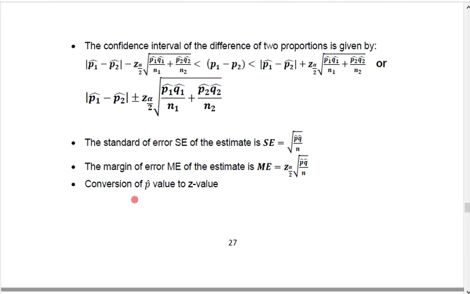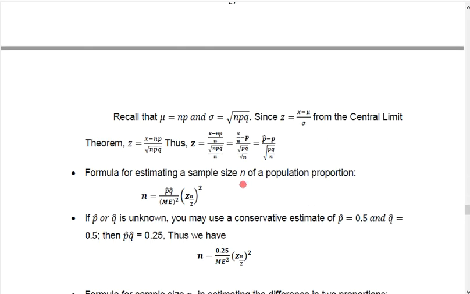Okay, so conversion of P hat value to Z value. Recall that the mean is equal to NP and the standard deviation is equal to the square root of NPQ. Since Z is equal to X minus mean over the standard deviation from the central limit theorem, i-replace natin yung standard deviation, which is the square root of NPQ, and yung ating mean, i-replace natin ng NP.